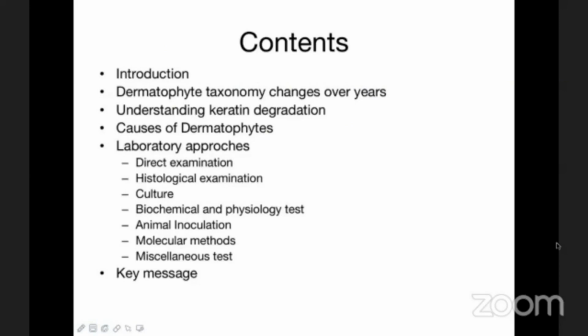So the content of the presentation covers the following headings. First, we will discuss the introduction, then dermatophyte taxonomy changes over the years, and understanding keratin degradation, what are the causes of dermatophytes, and what is the laboratory approach. So we will discuss direct examination, histological examination, culture, biochemical and physiology tests, and then animal inoculation, molecular diagnostics for the diagnosis of dermatophytes, and miscellaneous tests, and after that, the key messages from this presentation.